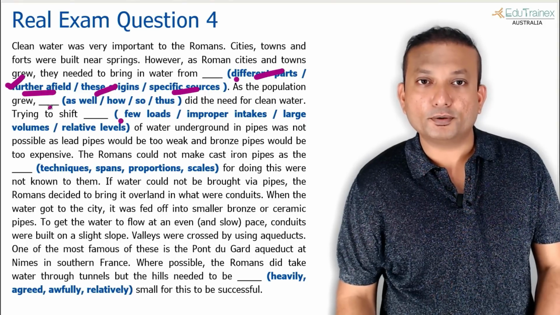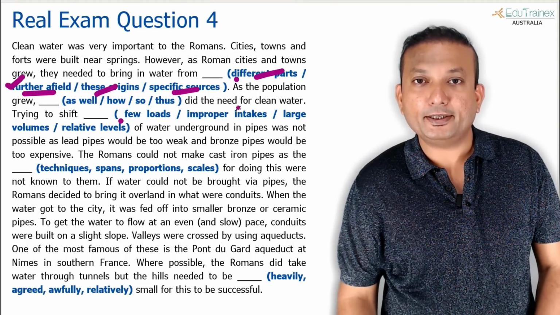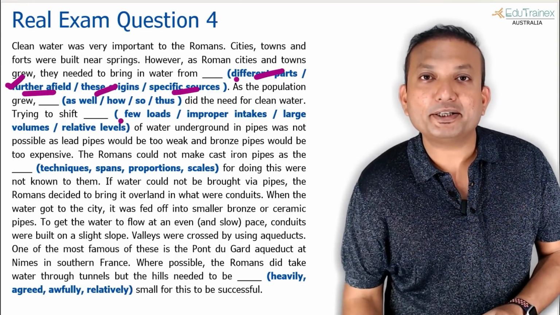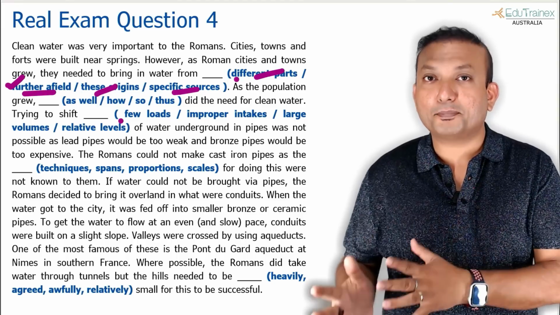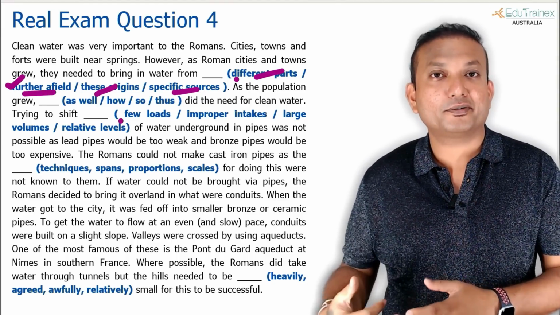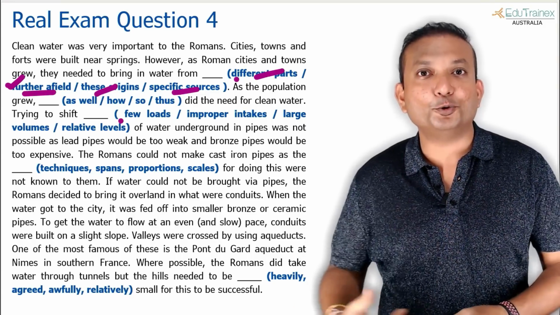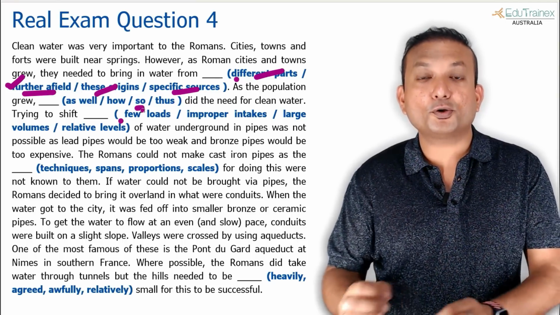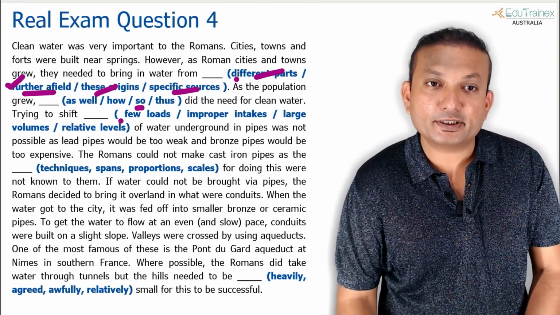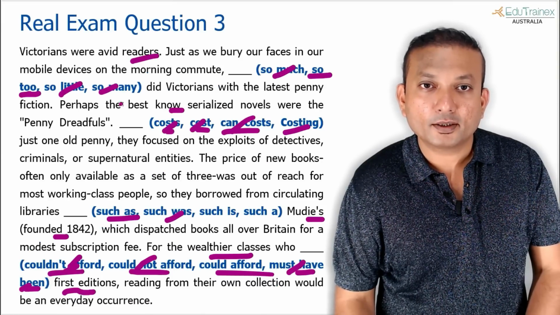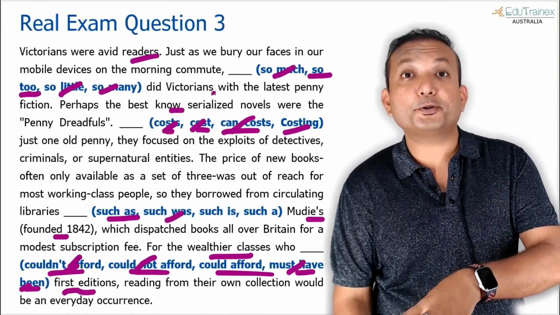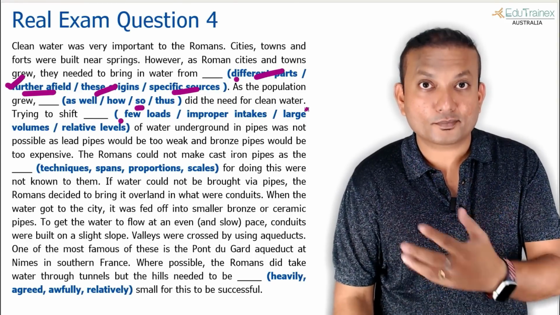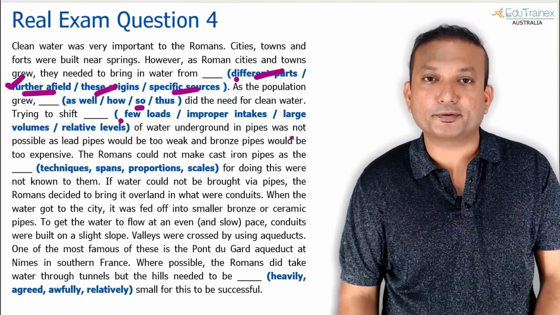As the population grew, dash did the need for clean water. It's a very normal combination of English words, not only but also. As, so. As we did this, so did that too. That is the combination we have to use. As the population grew, so did the need for clean water. If you remember the previous example, so too did the Victorians. Similar to, so did the need for clean water. Similar, right? So is the word that we are looking for here.